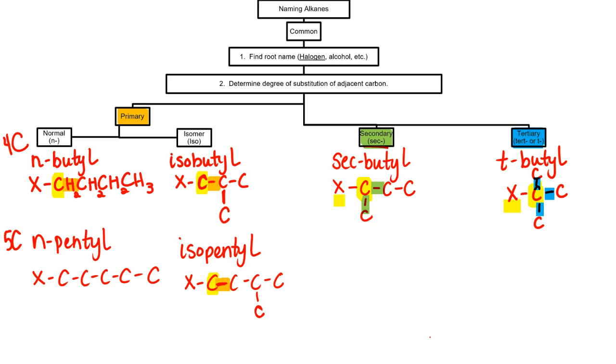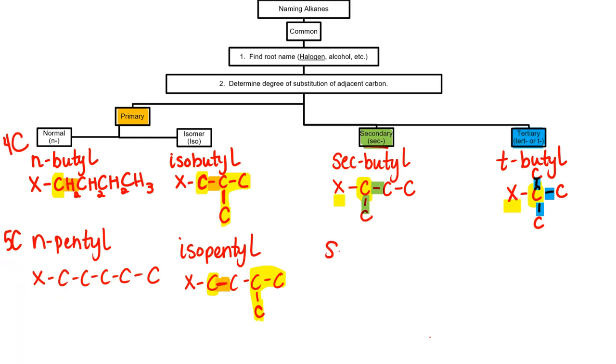That's what makes it an iso group. Also, what's important to note for iso is that you're going to have that branch at the very end of your chain. So it comes off of the second to last carbon atom at the end of the carbon chain.